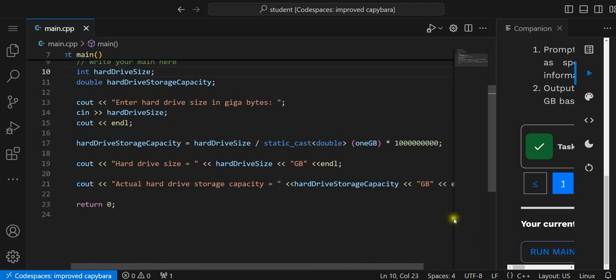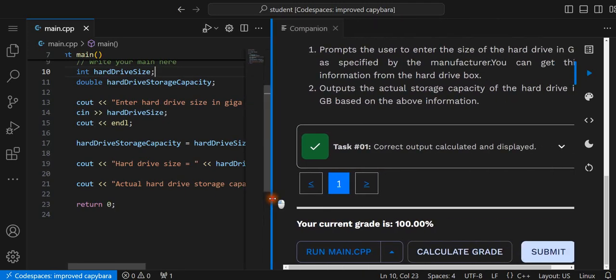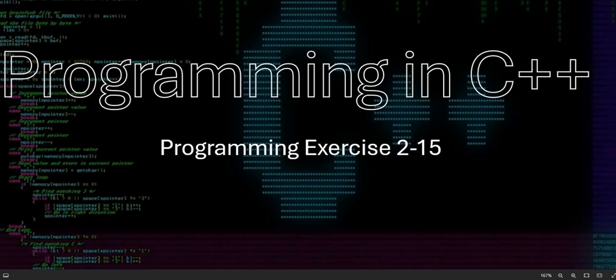Right, so we did get our 100% and our green check mark. So that's it for this exercise. We'll go on to the next one. Now, Programming in C++, programming exercise 2-15.